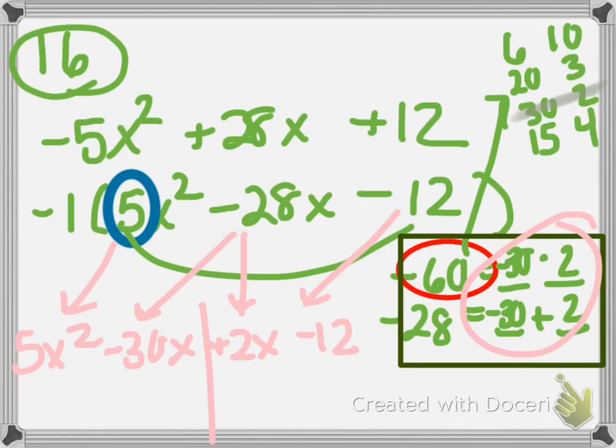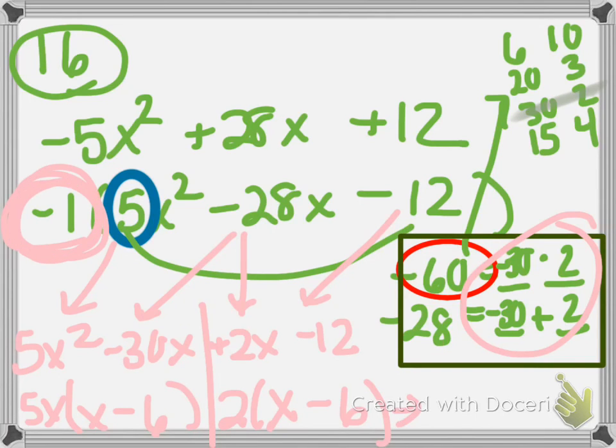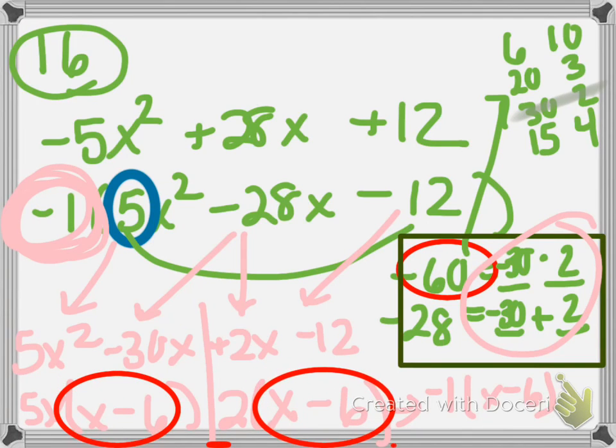I now factor by grouping. 5x squared and negative 30x have a 5x in common. I'm left with x minus 6. 2x and negative 12 have a 2 in common. I'm left with x minus 6. My final factors then, don't forget about this GCF, very, very important. Negative 1 times x minus 6. We write this common one once, times the leftovers. I think I may have accidentally screwed it up.